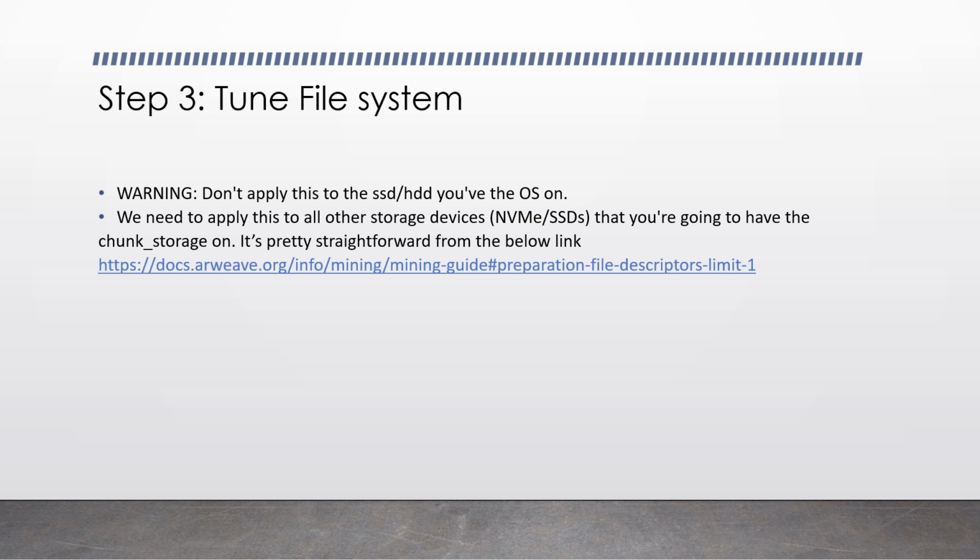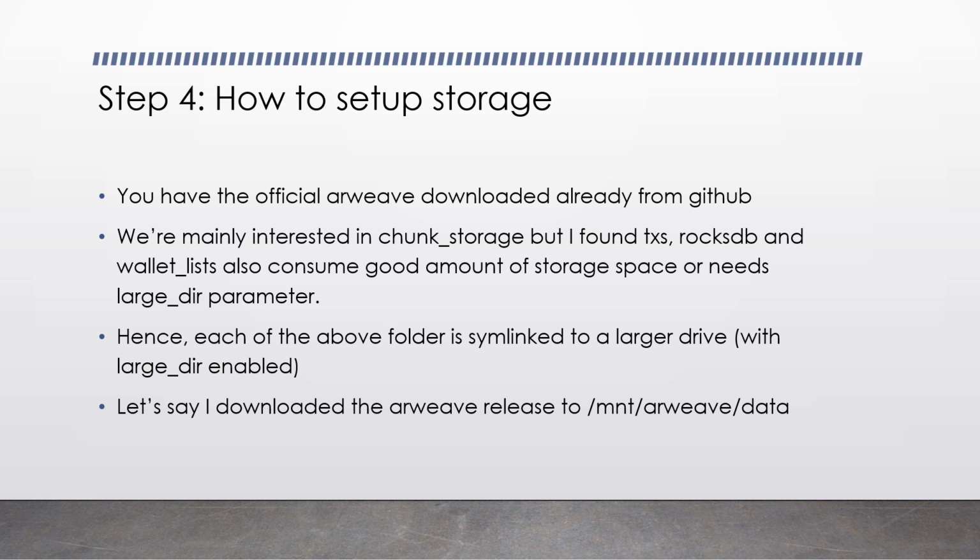Step 4. How to set up the storage. This might be the most important one in this tutorial. Now, there are 4 folders in the RV mining official folder that store a significant amount of data or handle a large number of files. These are the chunk storage folder, which is the primary folder that you would have the public weave on. Next, you have the transactions folder, the wallet list folder, and the rocksdb folder.